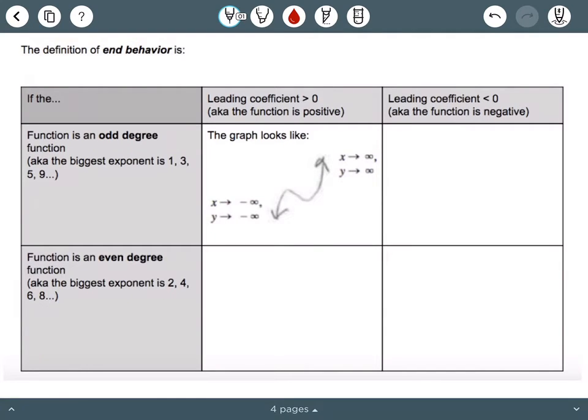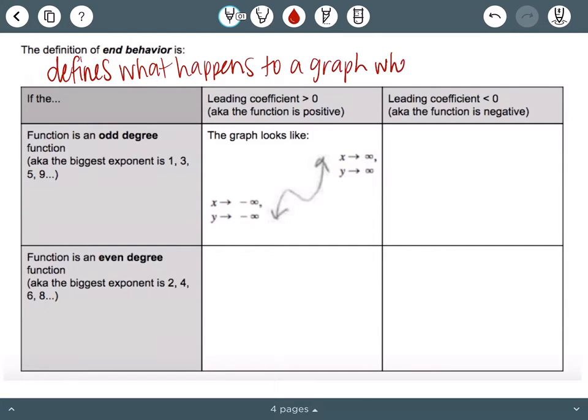And then finally, we have our end behavior. End behavior defines what happens to a graph at the end. So it's what happens to a graph when x gets really big, either really big or really, really small. Right, so basically what happens when we go to the left side of the graph or to the right side of the graph. So we have a table here, and let's just take a second to look at it.